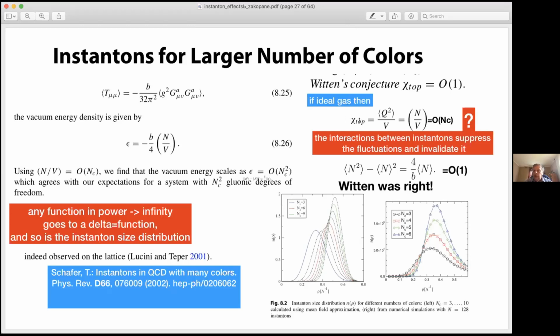Now, if the gas of instantons is an ideal gas, then the topological susceptibility is easy to calculate: the distribution is Poisson, and the susceptibility is just the density. So if the density scales like the first power of NC, that's a contradiction to Witten. Witten says it's of the order one. So what is wrong? The wrong assumption is that it's an ideal gas. At large NC it becomes a very dense medium, because the density is proportional to NC, and the interaction is such that the fluctuation of the charge becomes smaller, of the order one.